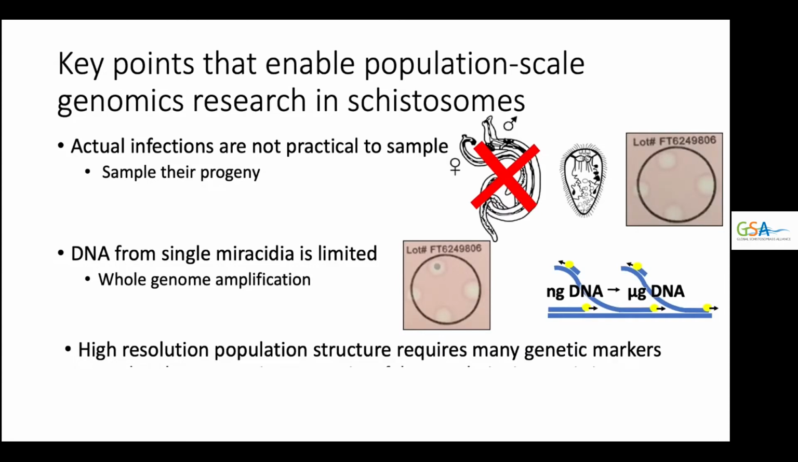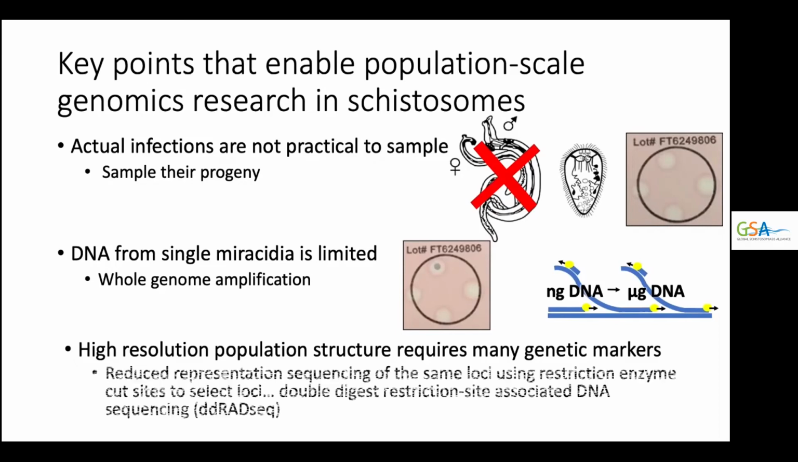Third, high-resolution population structure requires many genetic markers. Many genetic analyses in non-model organisms in the past have relied on amplification of polymorphic microsatellites, but these assays can be expensive to develop and don't necessarily scale well to the number of markers that we require. We use double digest restriction site associated DNA sequencing, which uses restriction sites to select and amplify thousands of the same loci in each miracidium for sequencing.